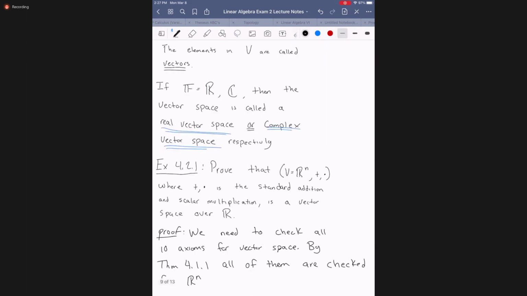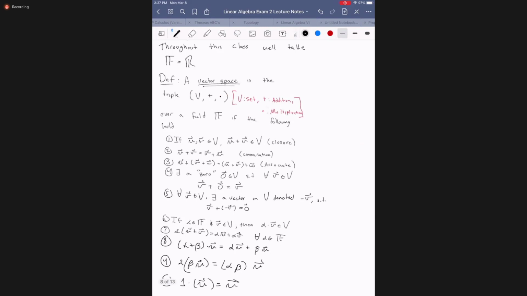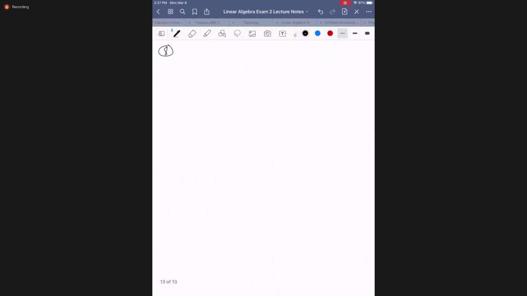Let's do 8. Same thing. I'm not going to do it, but number 8 uses the same argument as in 7. Alpha plus beta times A is equal to alpha A plus beta A as well. You would just do the exact same thing for that one.